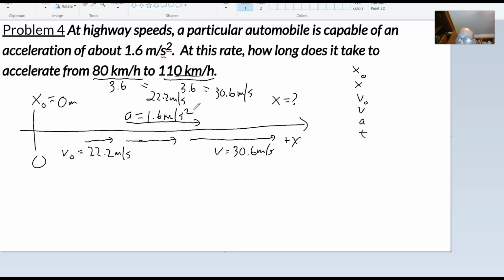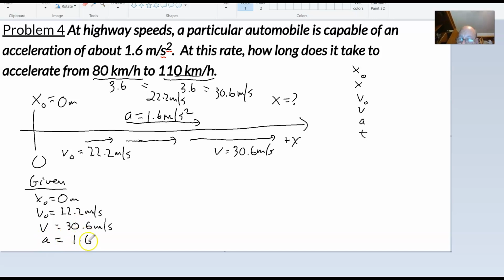So just write this information down now. This is my given information. x0 equals 0 meters. I don't need to write down unknown information. My initial velocity is 22.2 meters per second. My final velocity is 30.6 meters per second. And my acceleration is 1.6 meters per second squared. Okay, and then I've been told that I need time. How long does it take for this acceleration to occur?